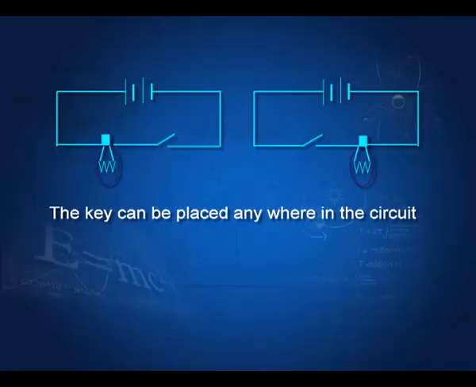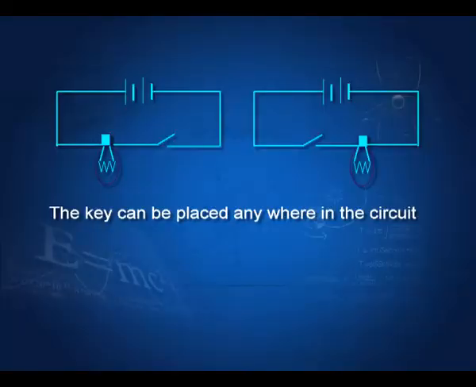Unless the circuit is unbroken, that is the key is in the on position, these two points are joined, the current will not flow. Where this key can be, it does not matter, it can be anywhere. As long as it is open, no current flows. If it is closed, then the current flows and the things happen.